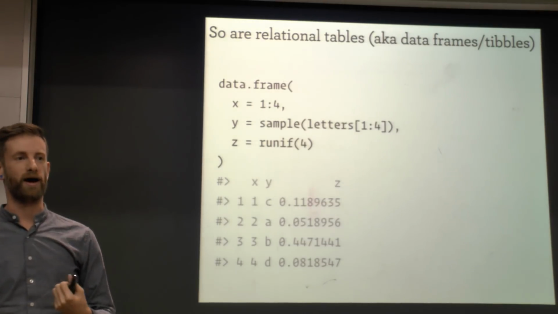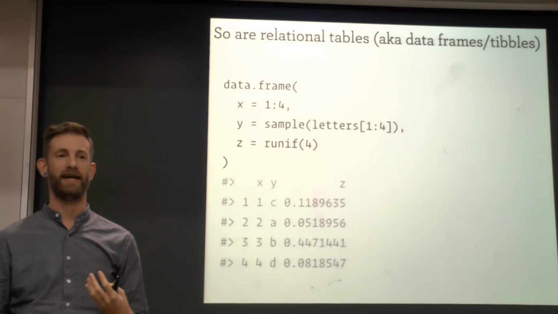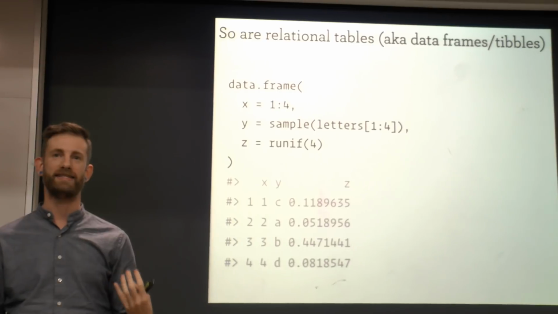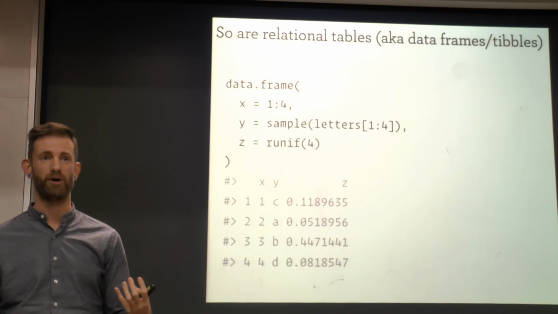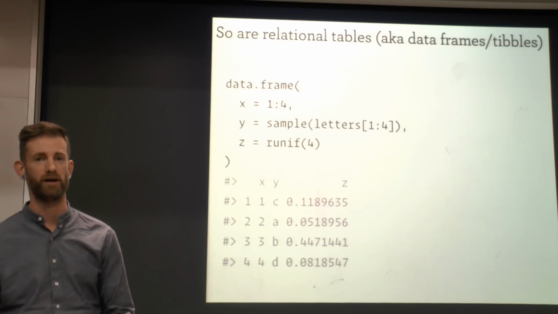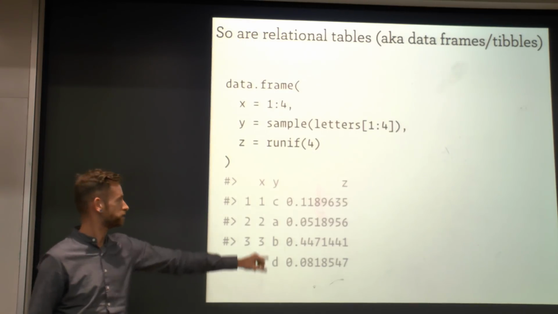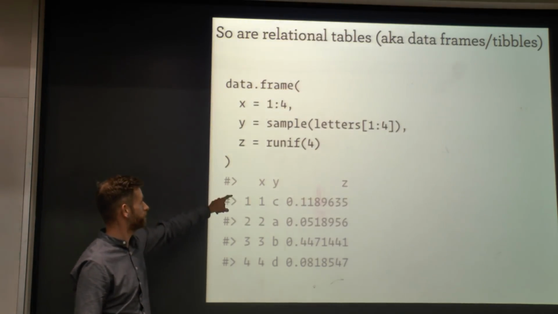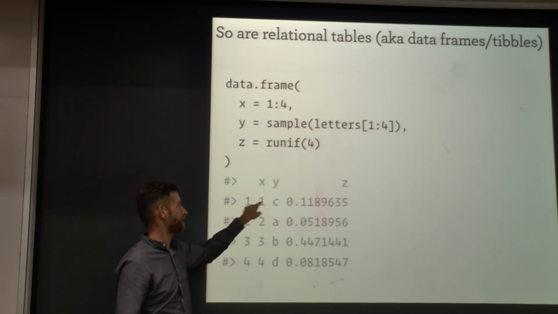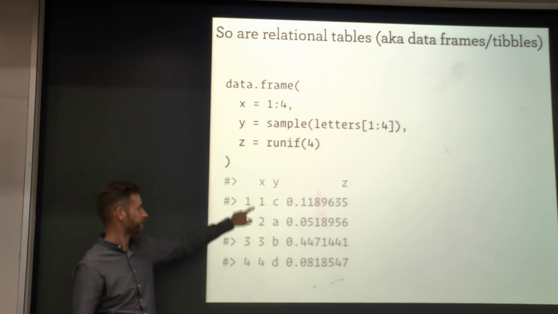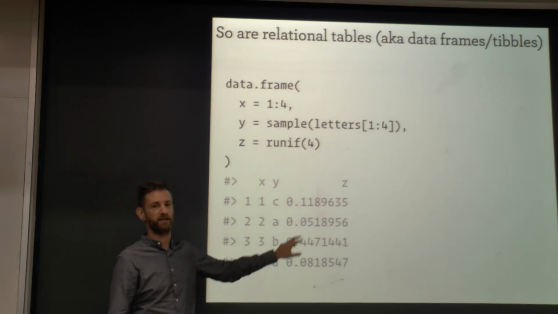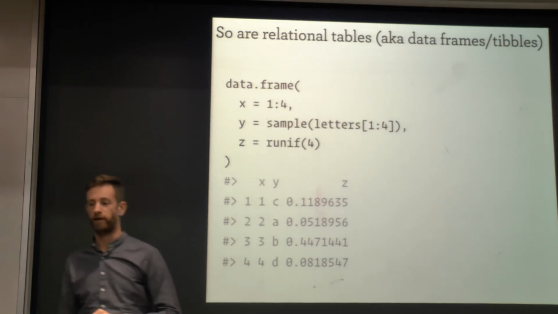So another thing that's quite unusual with R is that one of the main data structures in the R language itself is this relational table, this data frame, or this tibble, basically this columnar structure where we've got variables that have names, and we get this rectangular structure. Here we've got a data frame with an integer, a character vector, and a real number, or a double.